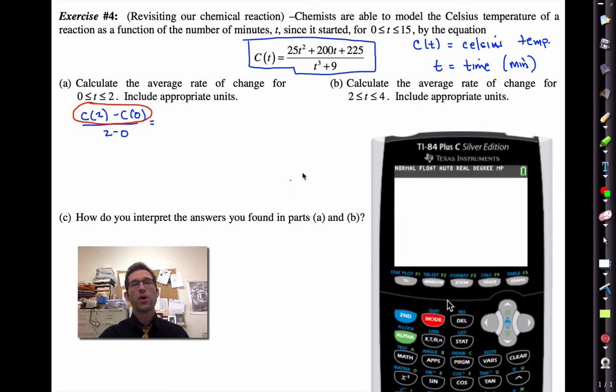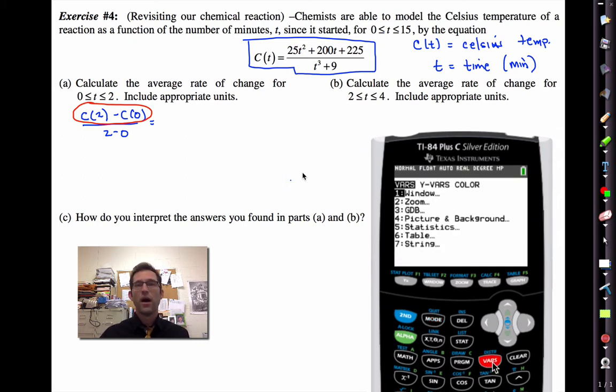All right, so here's what I'm going to do. Find that vars button. It's right over here. See it? So I'm going to hit vars. I'm going to go over to yvars. I'm going to go down to function, and I'm going to hit enter. And now I'm going to pick off y1.